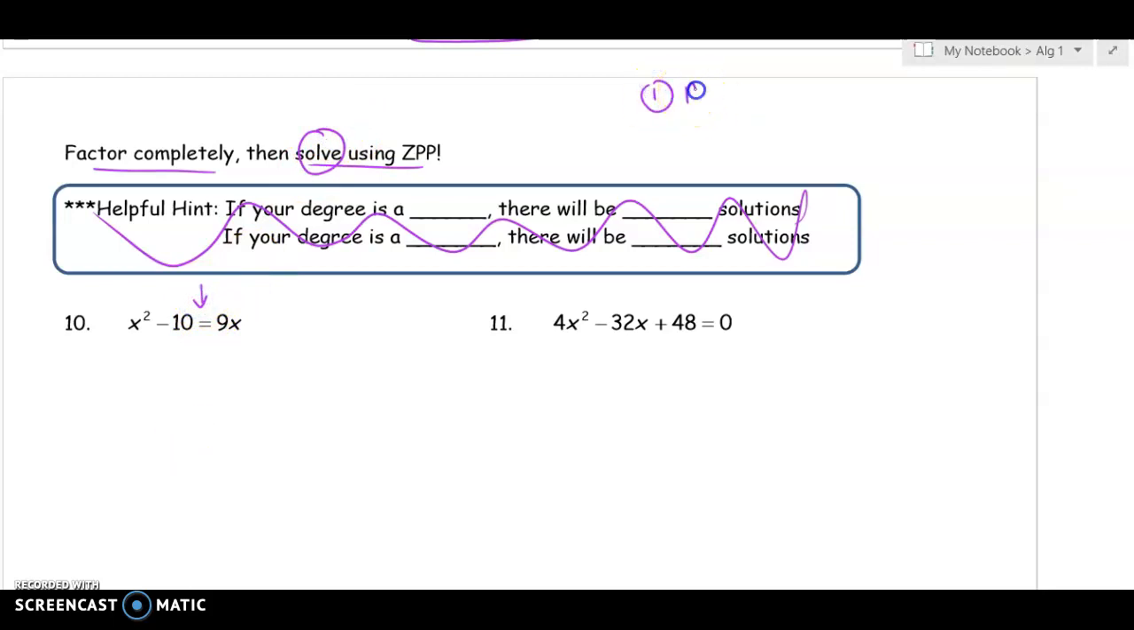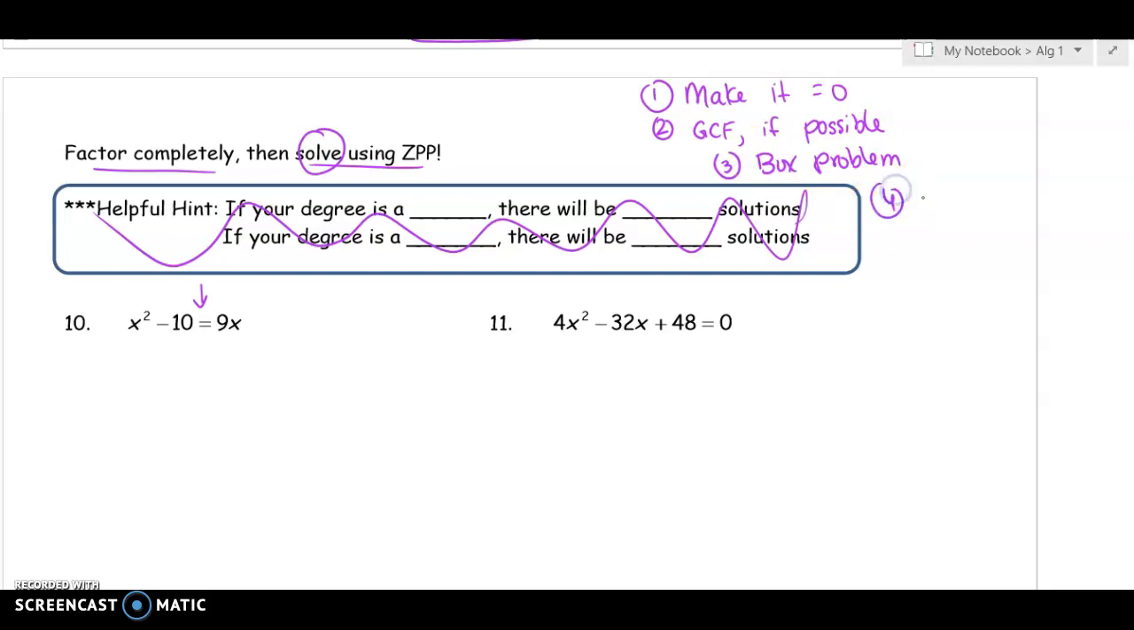With these, you're going to first of all make it equal to 0. So if it's not equal to 0, move stuff around. Step 2, you're going to do a GCF if possible. If it's just a 1, that's not really a GCF. Step 3, you're going to do a box problem.